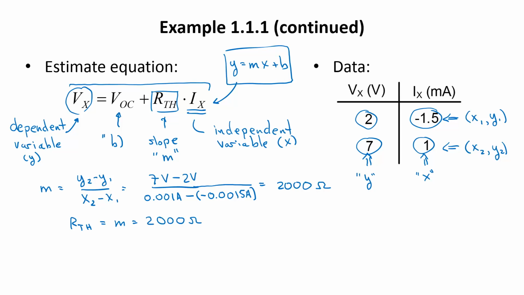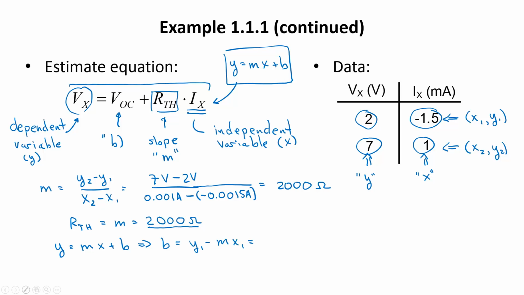Now we can find the y-intercept by using m and either one of these data values to predict b. Since y is equal to m times x plus b, I can solve for b and substitute, for example, y1. b becomes y1 minus m times x1.